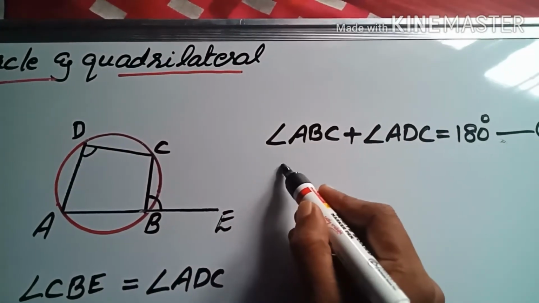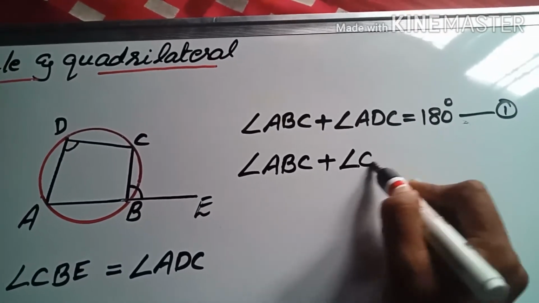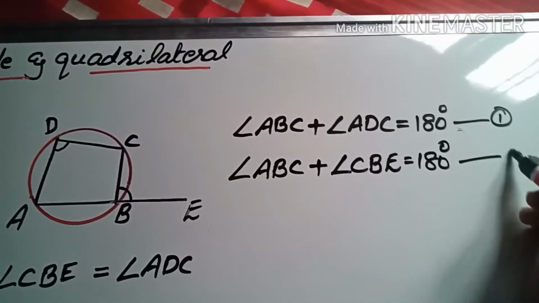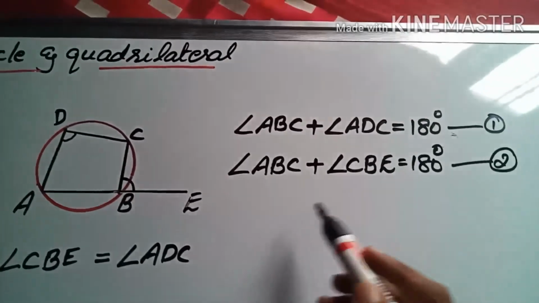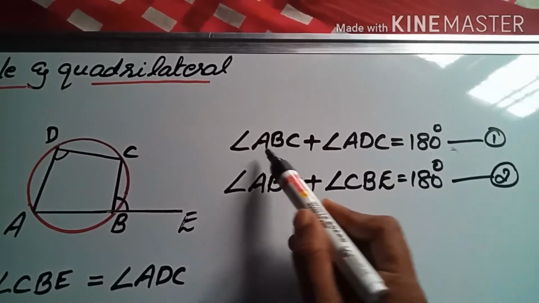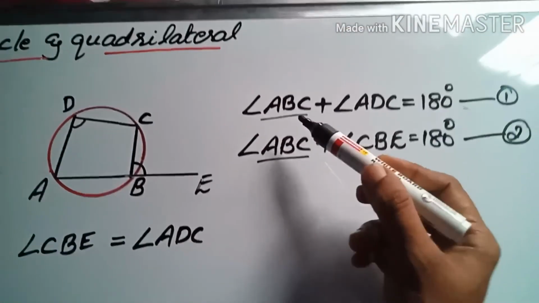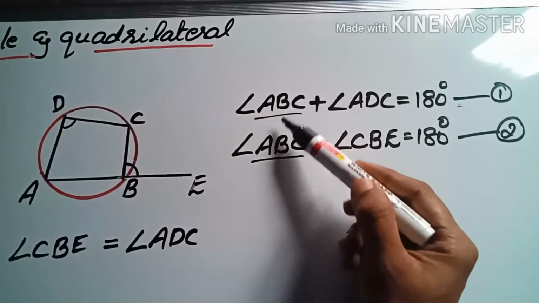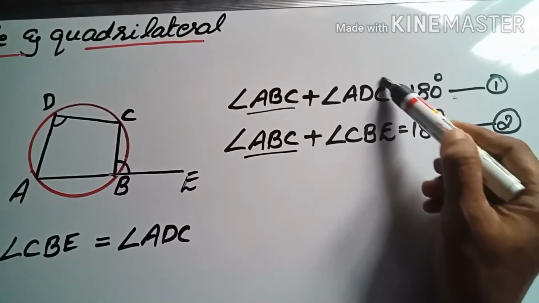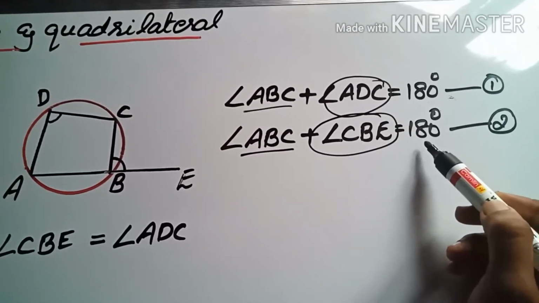So by considering the linear pair, angle ABC plus angle CBE equal to what? 180 degrees. This we can consider as a second equation. In both, the sum is 180 degrees, and in both equations angle ABC is the common part. Angle ABC is common. That means these two are equal. In order to get the answer as 180 degrees, these two must be the same angles.